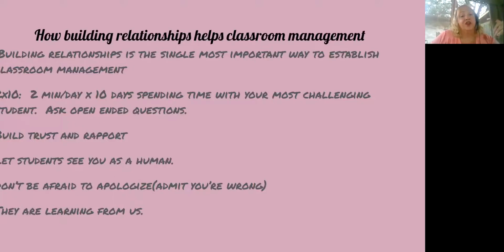Now, if it's your first time with those students, it may be hard to tell which student is going to be your most challenging. So if you need to start with the quietest student, or the one that seems like the shyest, or whatever it might be, start there. And then as you get to know your class, pick those challenging students out and spend 2 minutes a day for 10 days asking them open ended questions that they have to respond to. This is going to build trust and rapport. And either way, you're going to need to build that with your whole group.